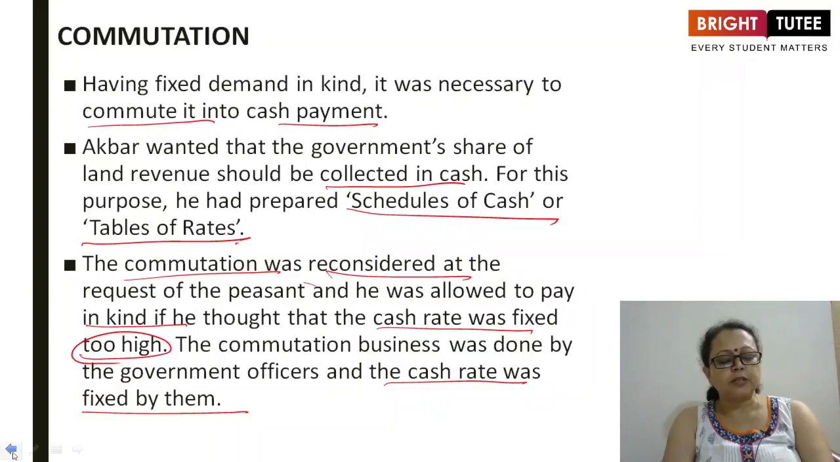In general, the instruction of the emperor to the revenue officer was first to collect the arrears and then the demand of the season. So first clear the arrears: if any revenue of the previous years has not been paid, it has to be cleared first, and then the demand for the current season is put upon the peasants.